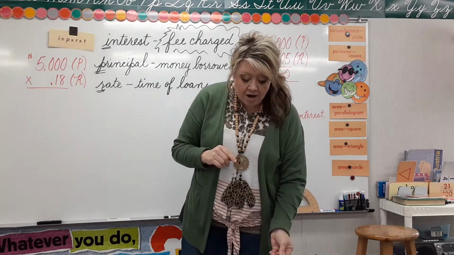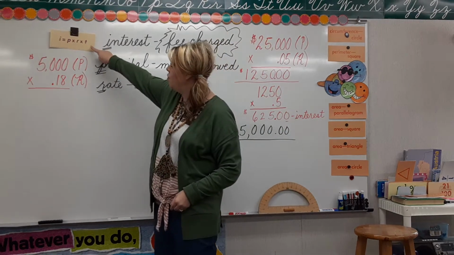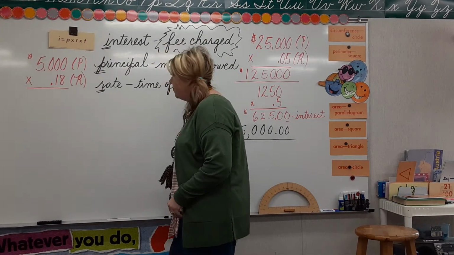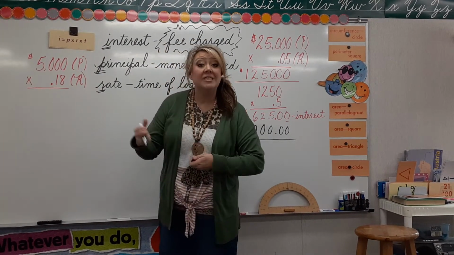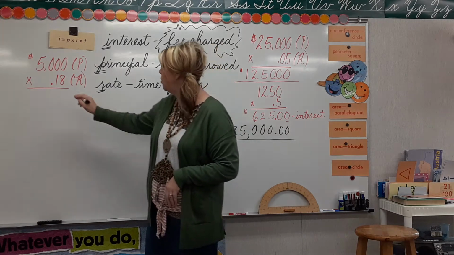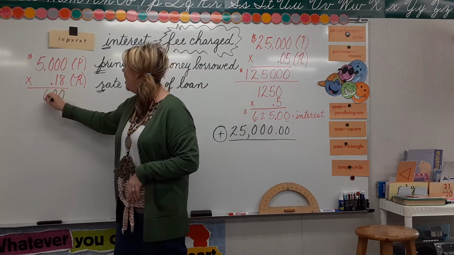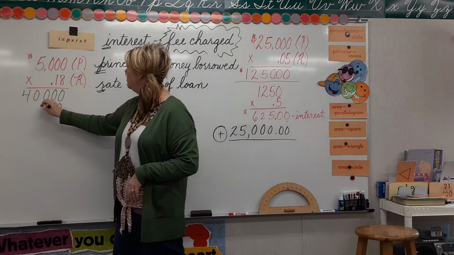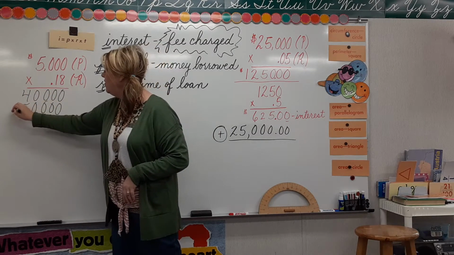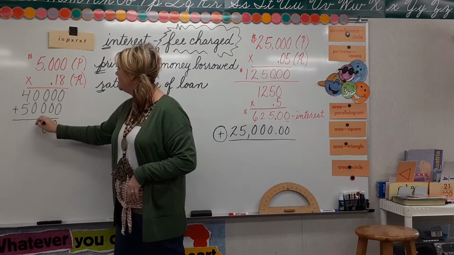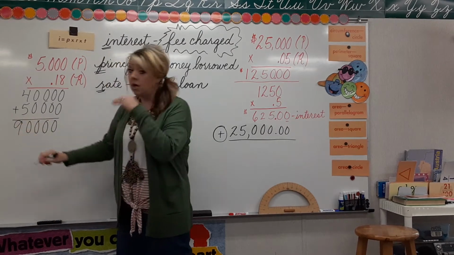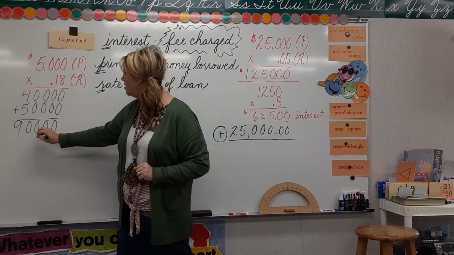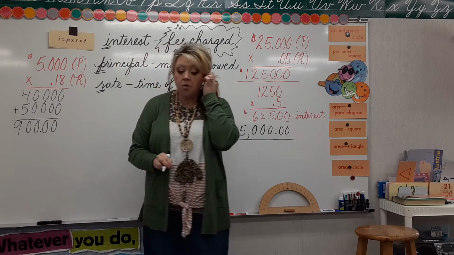All right, so our steps are to follow the formula, PRT. My principal is $5,000. The rate is 18%. Notice I changed it to a decimal, so I'm going to go ahead and multiply. 8 times 5 is 40. Put our placeholder here. And then we'll add our partial products. Don't forget that decimal, that's very important. 1, 2, 1, 2. We're gonna put our decimal right here.